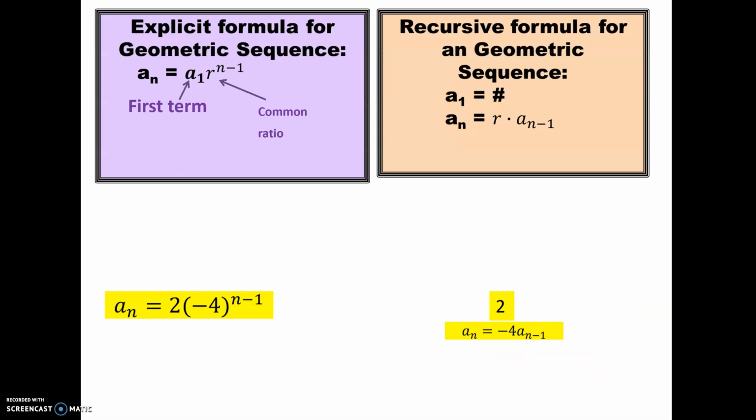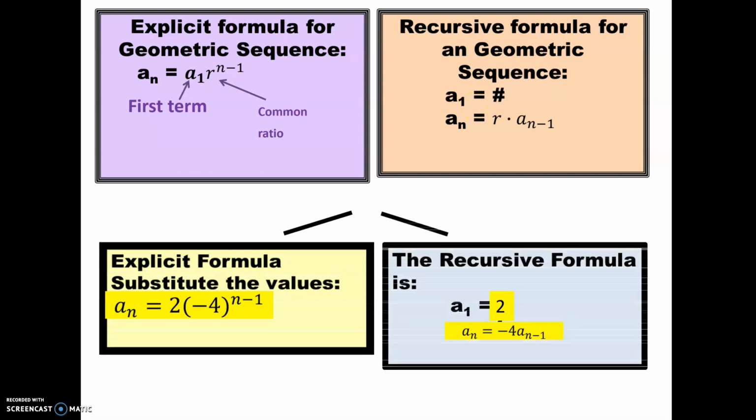So when we talk about explicit versus recursive, I just showed you the explicit formula, which is right here. And for our recursive formula, we just have our first term. Remember, it's two parts. A sub 1 equals your first term, and then a sub n equals R times a sub n minus 1. So the term previous to a sub n. All right, and that'll make a little bit more sense in a second.